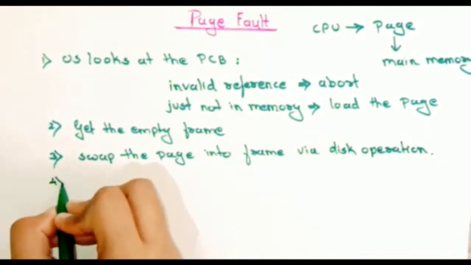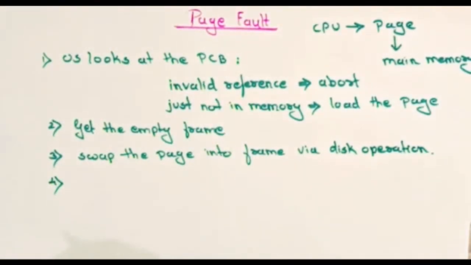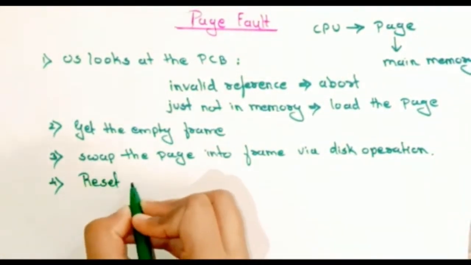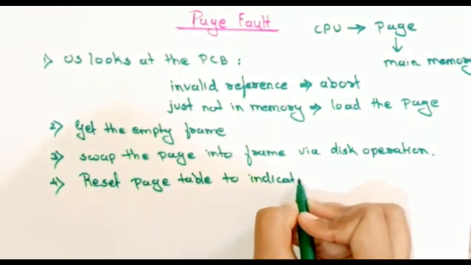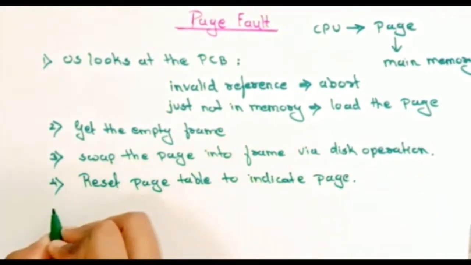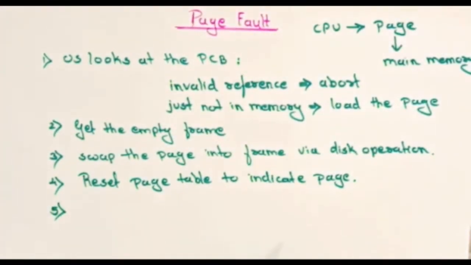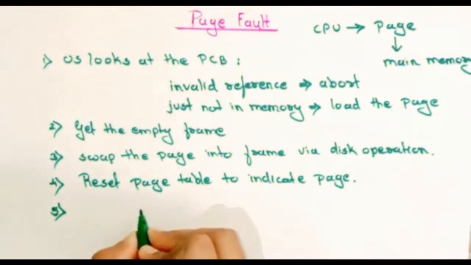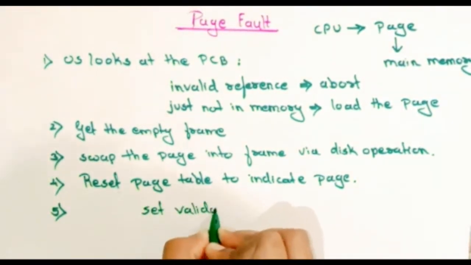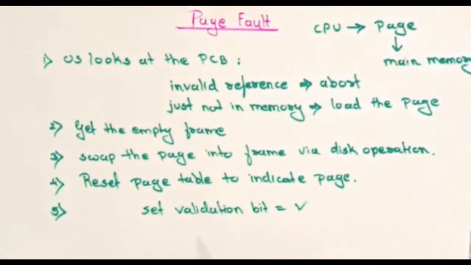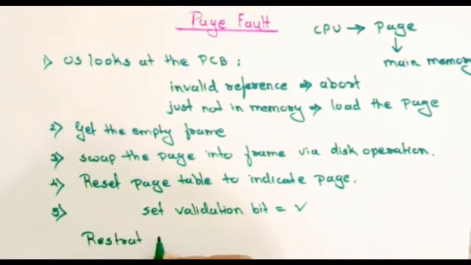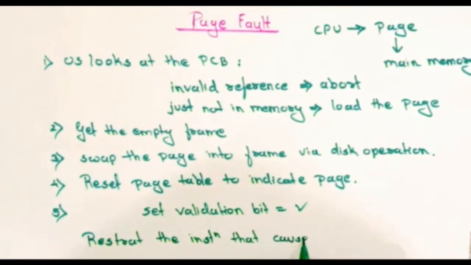Then it resets the page table to indicate the page is now in memory, and sets the validation bit equal to V. Then it restarts the instruction that caused the page fault.